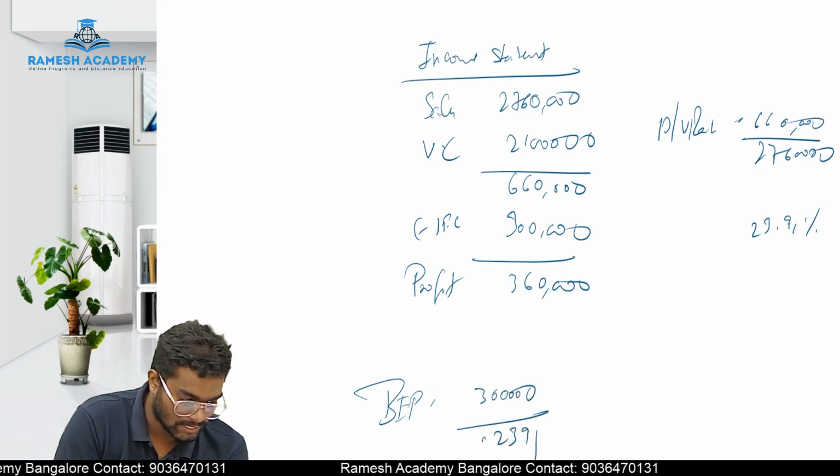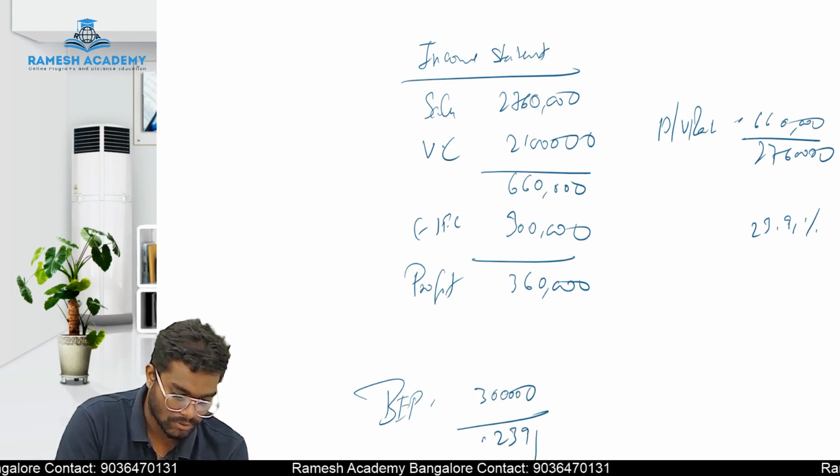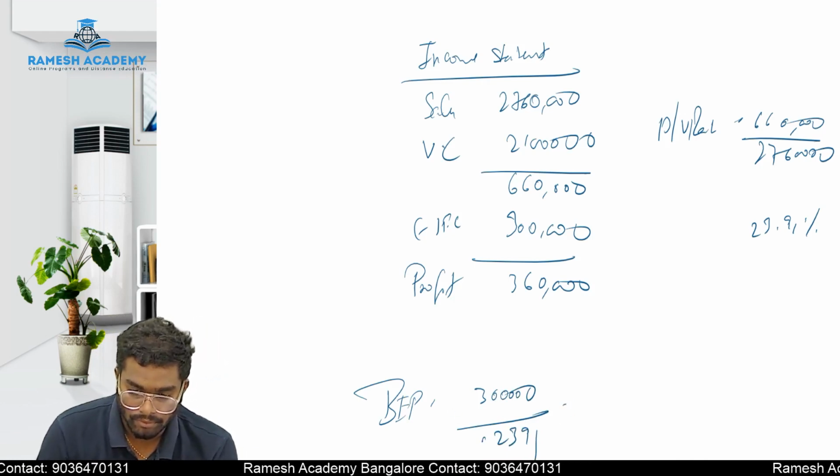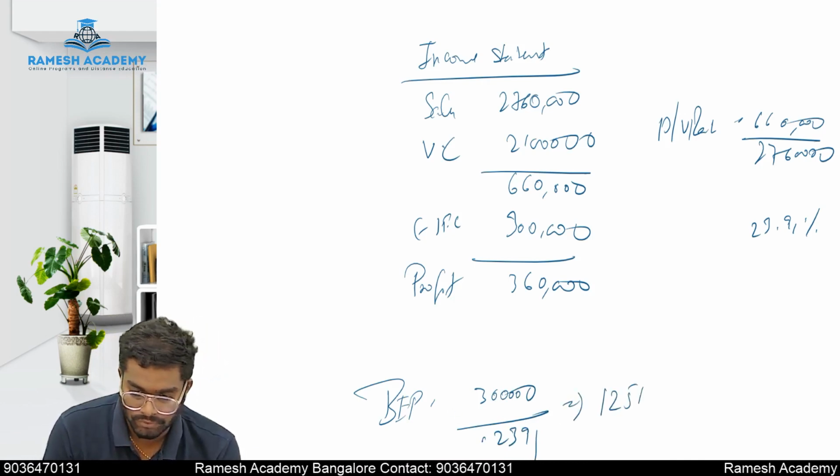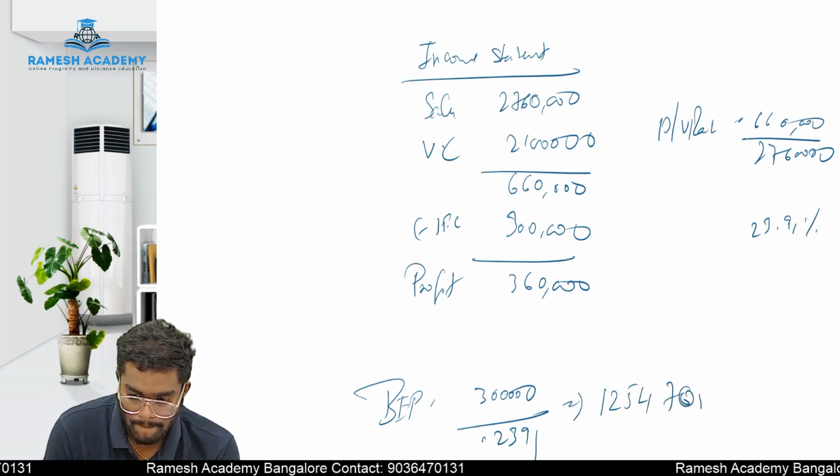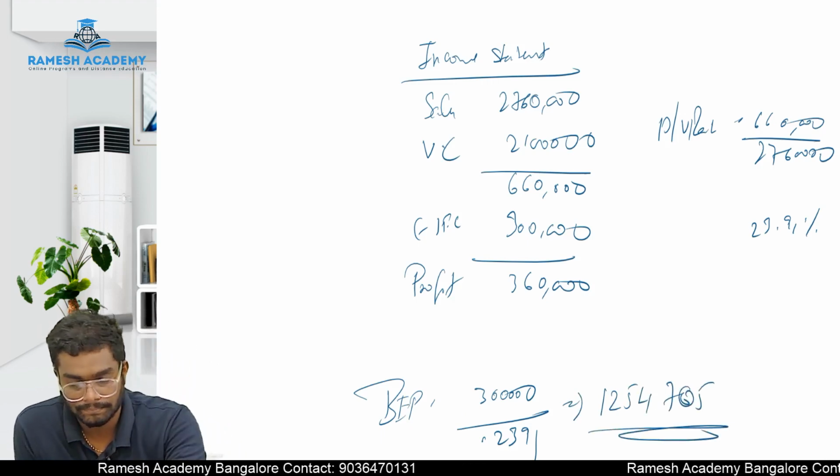So it is 3 lakh divided by what? So it is 12,54,705. This is my break-even point.